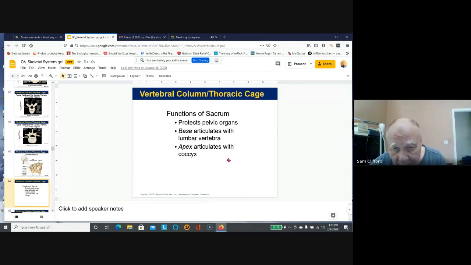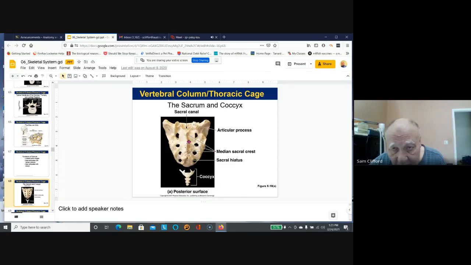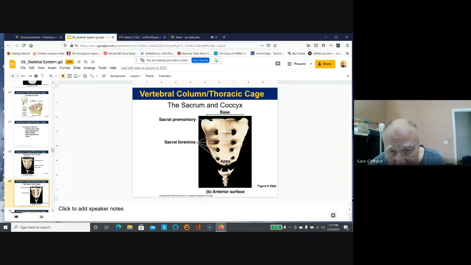Okay. What about the sacrum? The sacrum protects pelvic organs and so on. You should just basically know and recognize the sacrum and the coccyx. The coccyx is the tailbone. The sacrum is a series of fused vertebrae that form this sacral bone. We'll basically just have to recognize the sacrum.